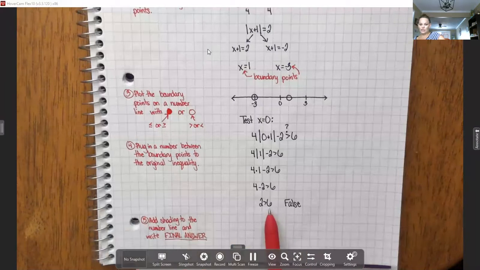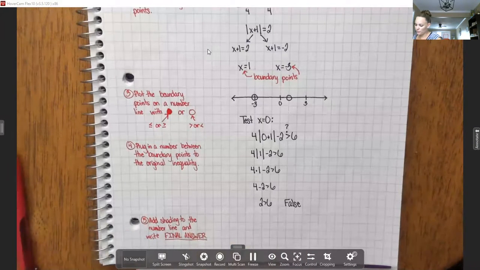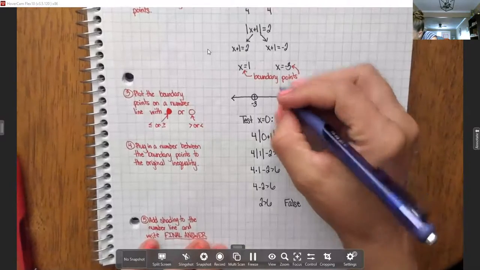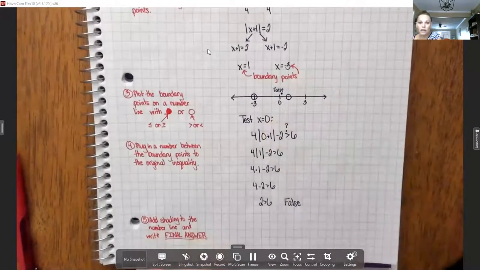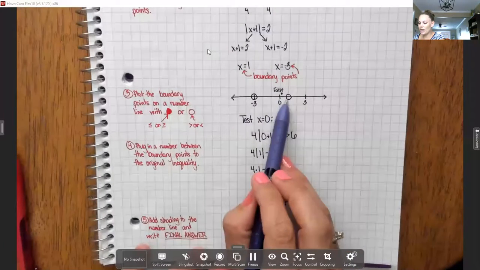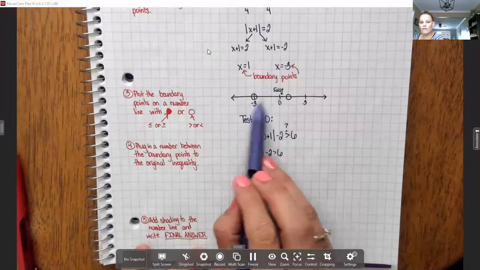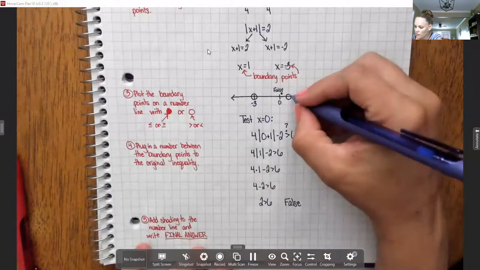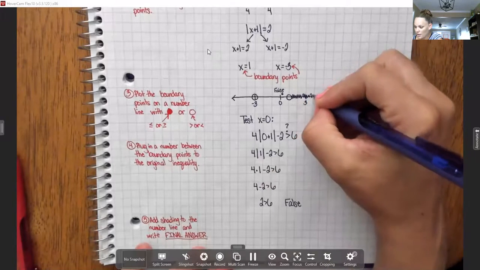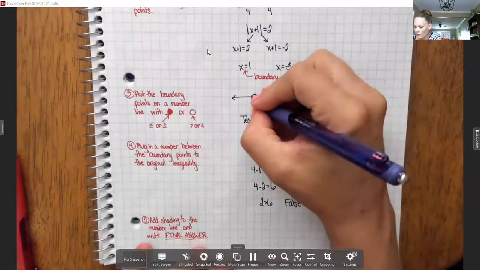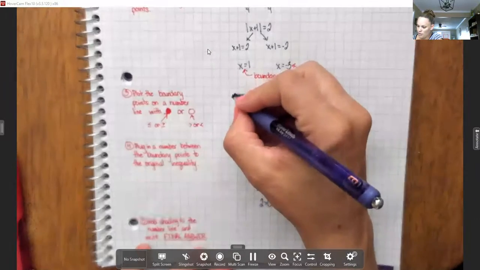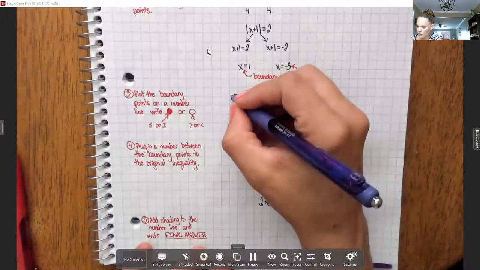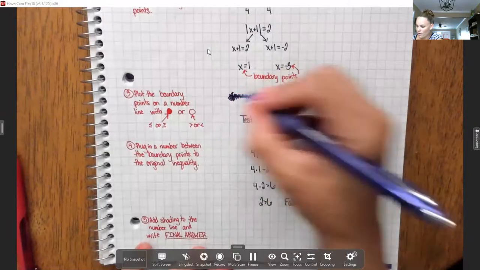So since this was false when we plugged in 0, so right here at 0 was false. That tells us we do not shade in between the points. Everything in between the points would be false. So we're going to shade out this way and out this way. And these would go on forever.